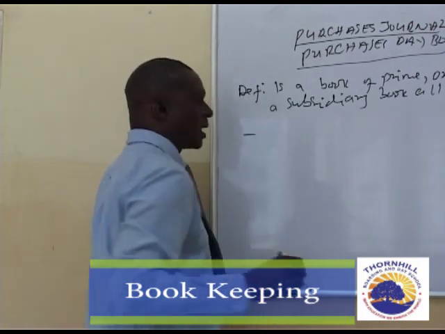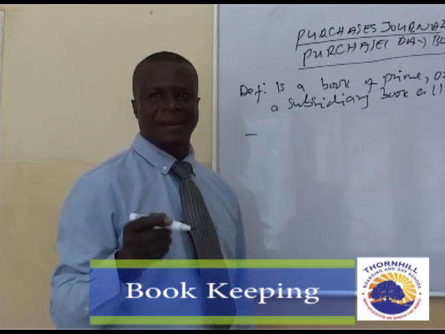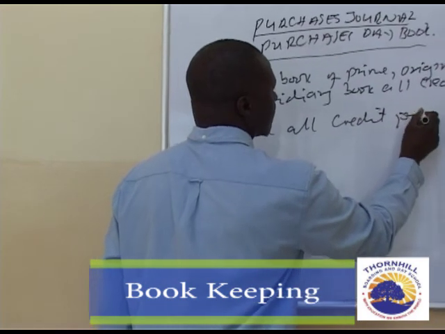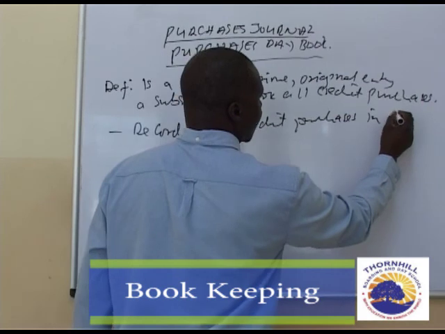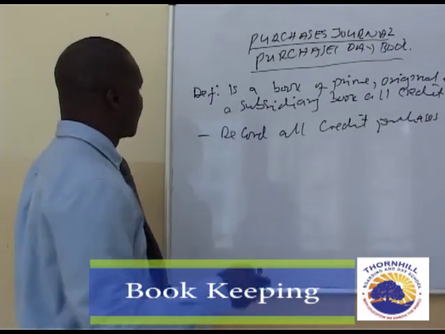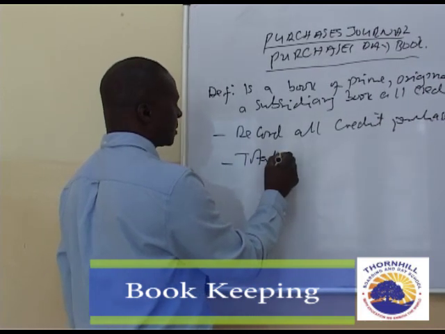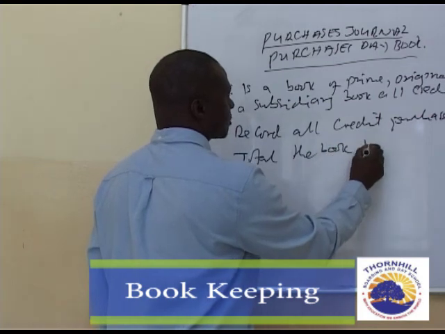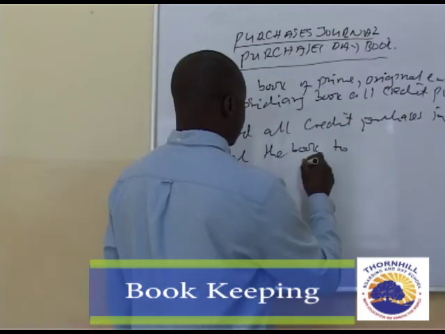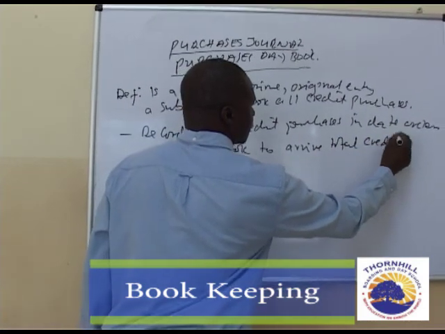Now, how do we make entries in this book? Entries in this book are made in the following manner. Record all credit purchases in date order. Okay? So once you have made all the entries in this book, the book must be totaled up. Total the book to arrive at what we call total credit purchases.